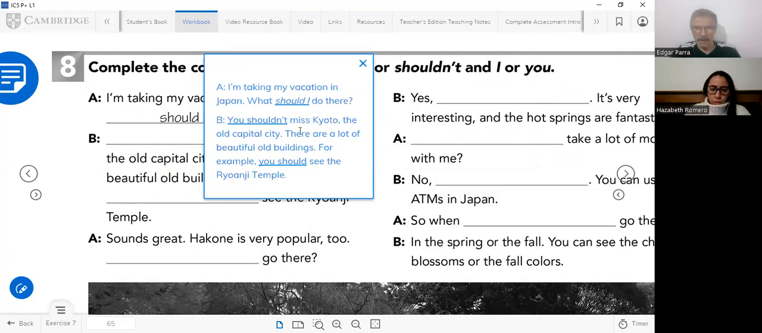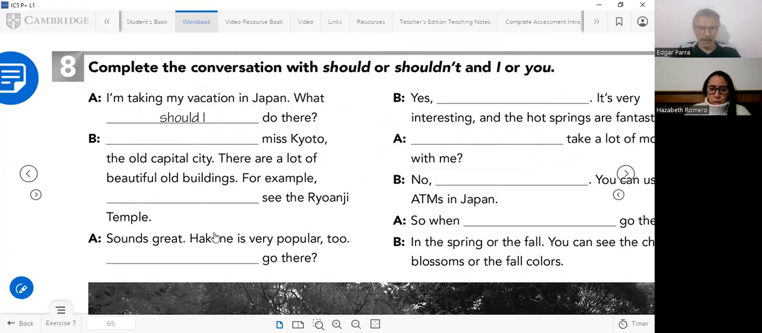You see? Okay, tell me about the other conversation. Sounds great. Hakone is very popular too.